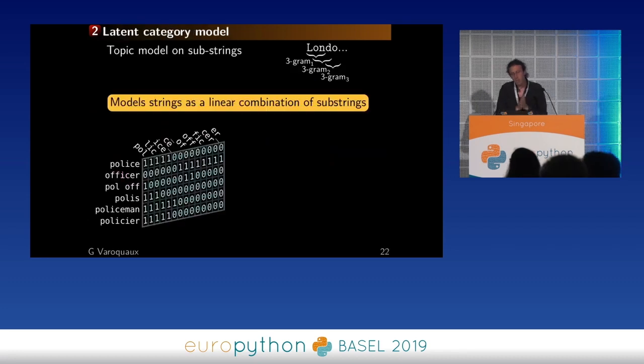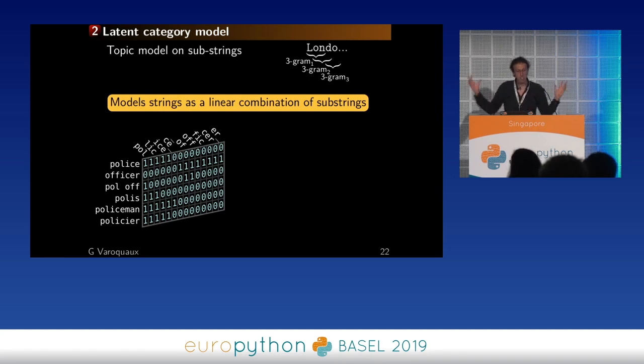And for this, we're going to use techniques from topic modeling in natural language processing. And we're going to apply topic modeling on substrings. So what we're going to do is that we're going to represent all the strings as their substrings using an n-gram representation. And here I'm showing a 3-gram representation, but in practice, we're doing something slightly more sophisticated than this. We're taking the 2 grams, the 3 grams, the 4 grams, and also the words that we've split with a set of separating characters that we have default values, but you can change them.